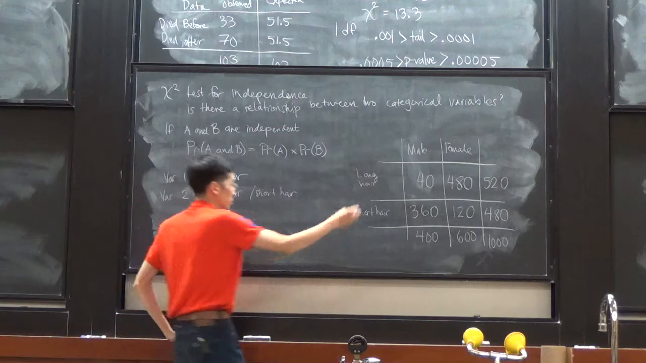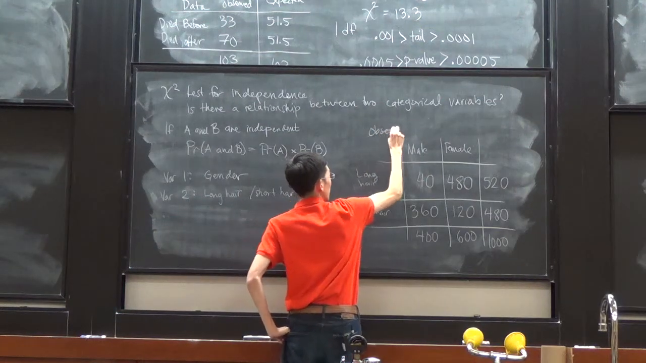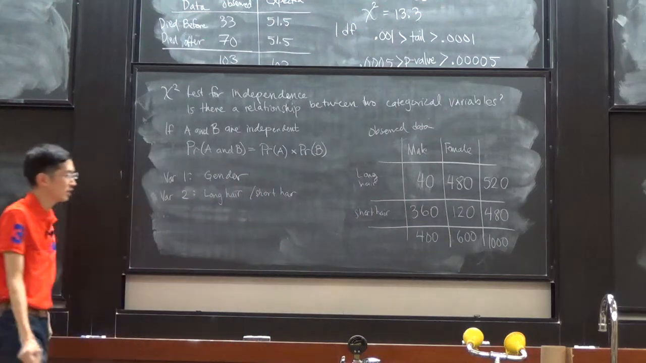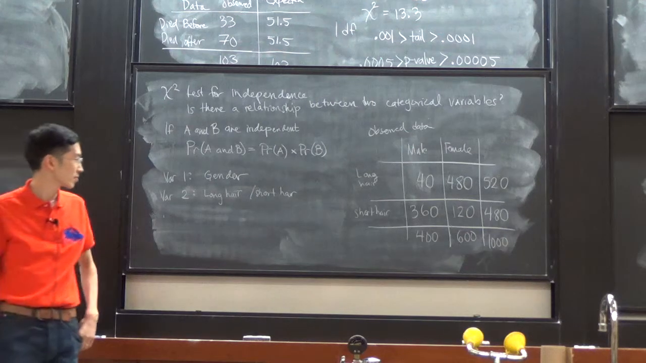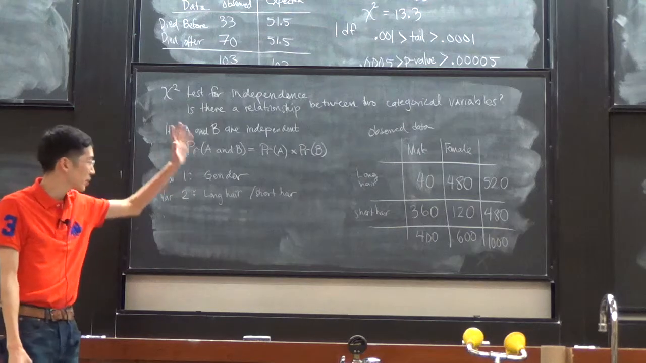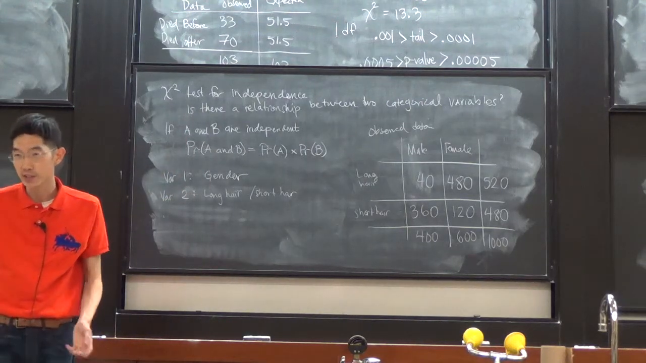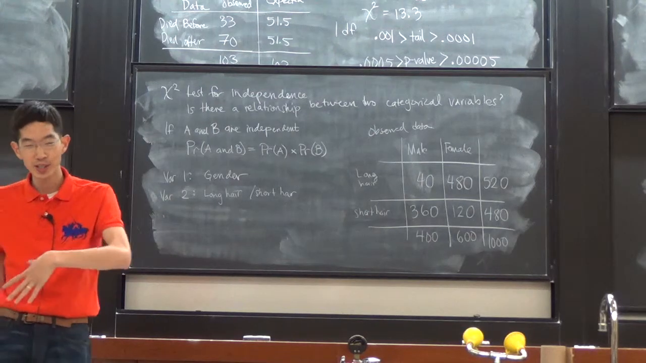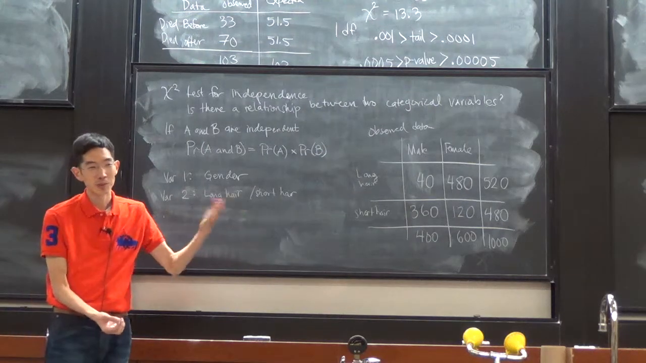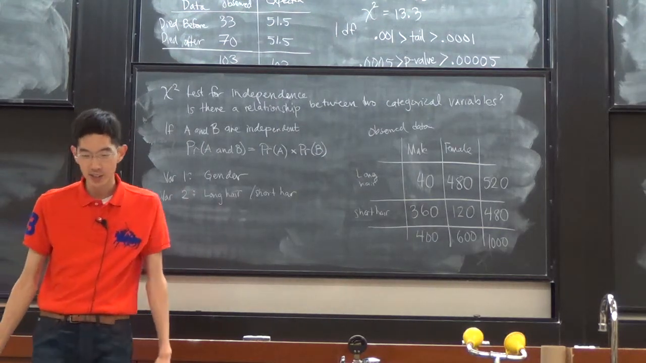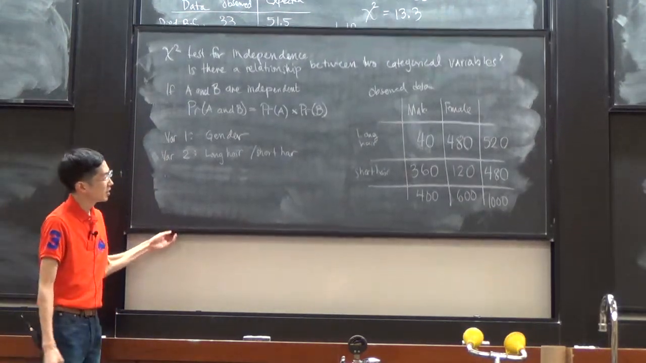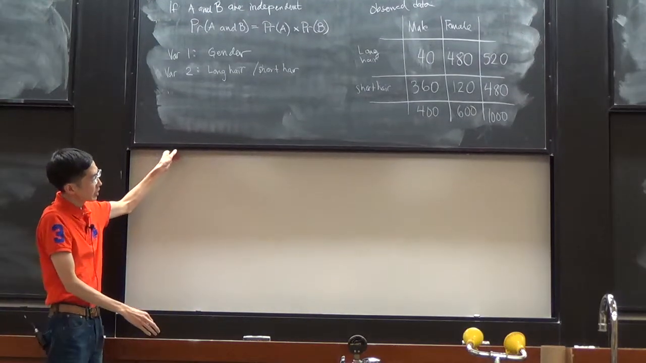So this is the observed data. I picked this silly example because we kind of already know the answer to the question. Is there a relationship between gender and the length of hair, whether someone has short hair or long hair? And we know the answer is yes. Women tend to have longer hair than men, generally speaking. So that's our data that we gathered.